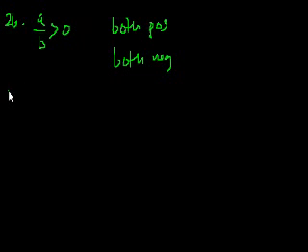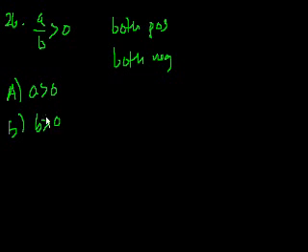So choice A tells us A is greater than 0. No, this doesn't have to be true. They both could be less than 0. B tells us that B is greater than 0. Once again, this isn't necessarily true. They both could be less than 0, and this would still be true.